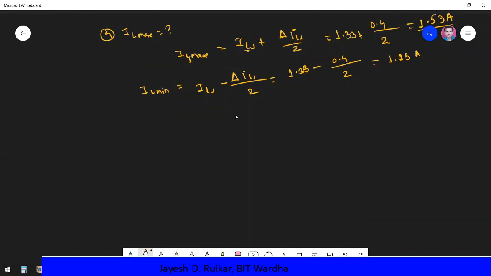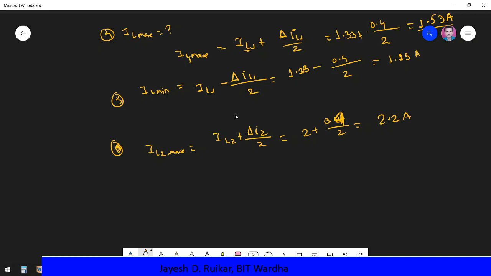We will find out the maximum current which is flowing through the inductance L2. I think this will be the 5th step, and this will be the 6th step. So IL2 maximum is again the same formula, IL2 plus delta I2 divided by 2. We know that the value of IL2 is 2 plus 0.2 divided by 2, so this is 0.4, so 2.2. So 2.2 ampere will be the value of your IL2 max.